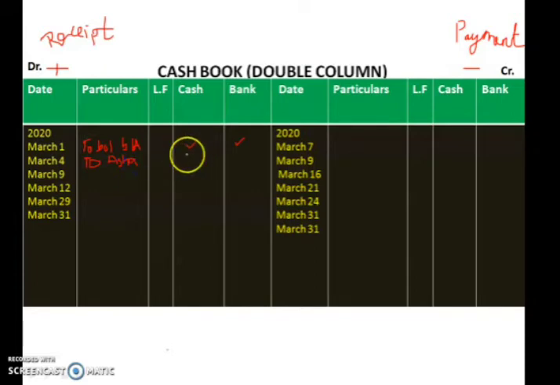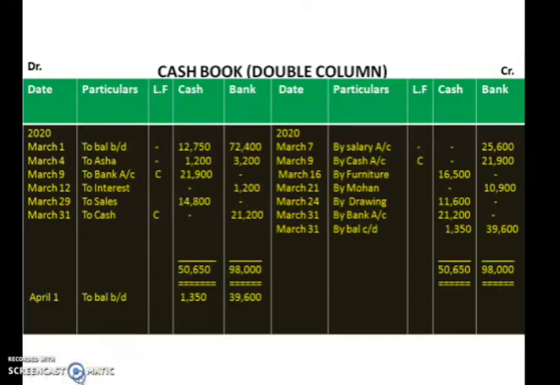And the amount you have to write both in cash as well as in bank. Okay, in cash you will record 1,200 and in bank you will record 3,200 as per your question. You can see to Asha account 1,200 and 3,200 I have recorded.